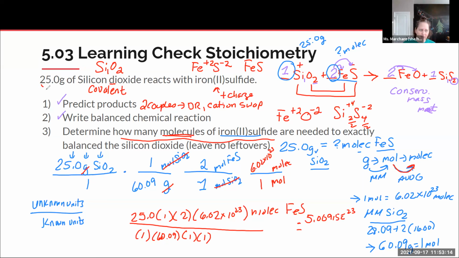Sig figs, I started with 3, I need to end with 3. 5.01 times 10 to the 23rd molecules of FeS. Put your answer in magnitude, units, and species. All right, so that is problem number 1. I'm going to stop the recording now and start in the next one.